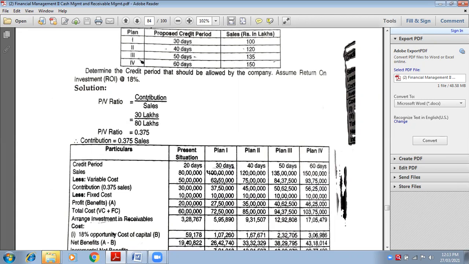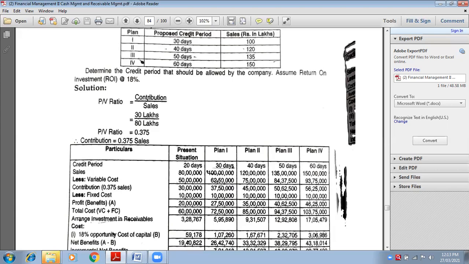Next, plan 3: 1 crore 35 lakhs minus 84 lakhs 37,500. So how much it will be? 50 lakhs 62,500. Very good. Next, plan 4: 1 crore 50 lakhs minus 93 lakhs 75,000. 56 lakhs 25,000. Very good.